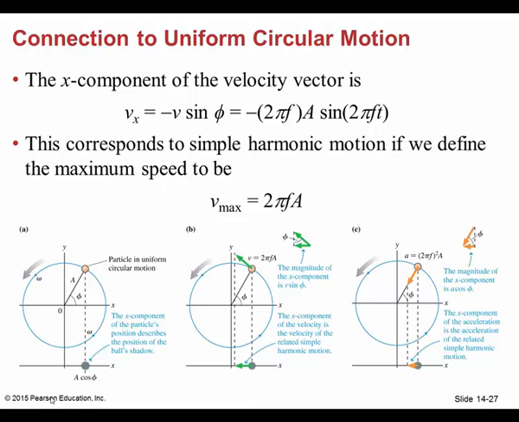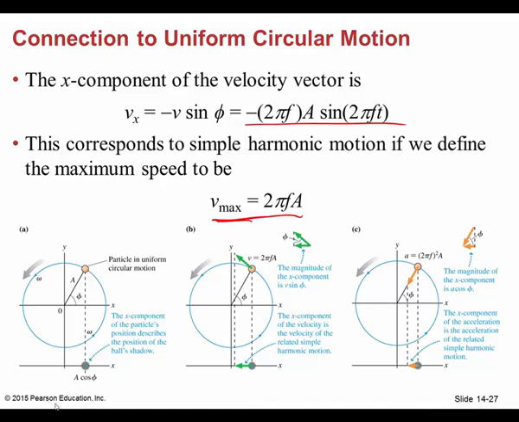Or if we just want to find the maximum velocity, you say, why maximum velocity? Well, when the angle is 90 degrees, the sine of 90 is 1. And so that's when velocity is at maximum. You can write it this way, but this is just for the velocity of the x component of an object in uniform circular motion. If it's at maximum velocity, you can drop off all of that, and it is 2 pi f times A.